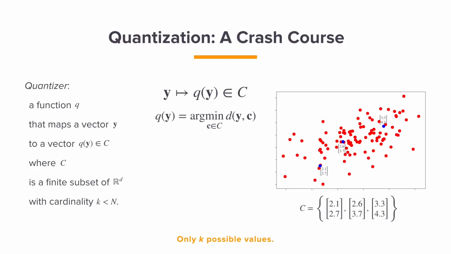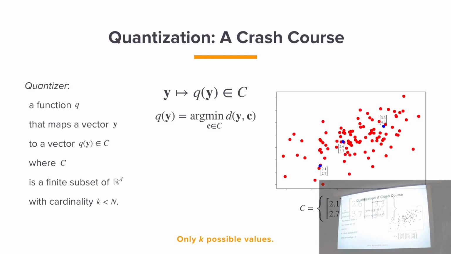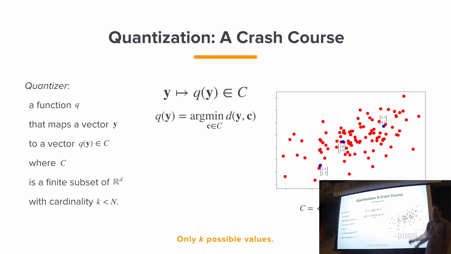Okay, so a quantizer is a function that takes one of our vectors, y, and returns another vector from a set in the same space that has a smaller cardinality. So what am I saying? If I have one of these red vectors here, the quantizer will return one of these blue ones, right? It'll return the one that's closest to it given my distance. So for any of these vectors, if this is y, q of y would return this guy, 2.1, 2.7. Make sense?